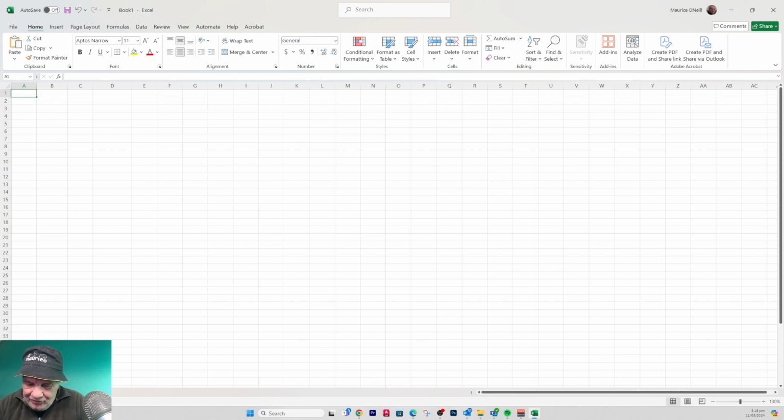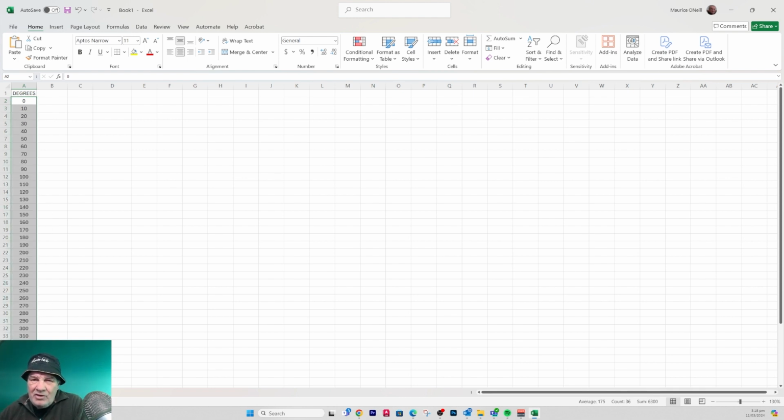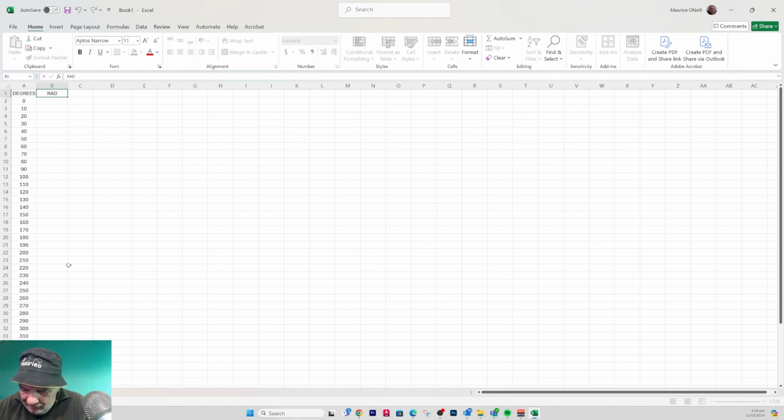I'm going to start off with degrees because I'm familiar with those, and I know that the sine curve goes from 0 to 360. So I'm going to put 0 in there and 10 in there, and so we'll look at it for every 10 degrees. I think we need to go to 370. I've written degrees in there. So that's degrees.